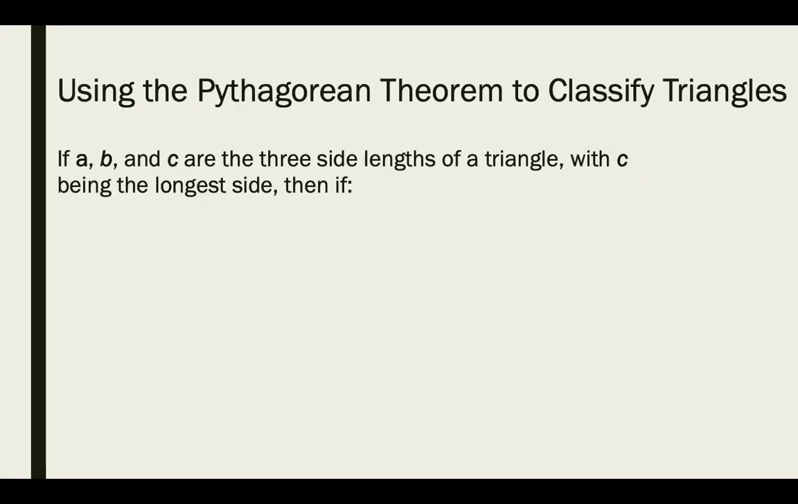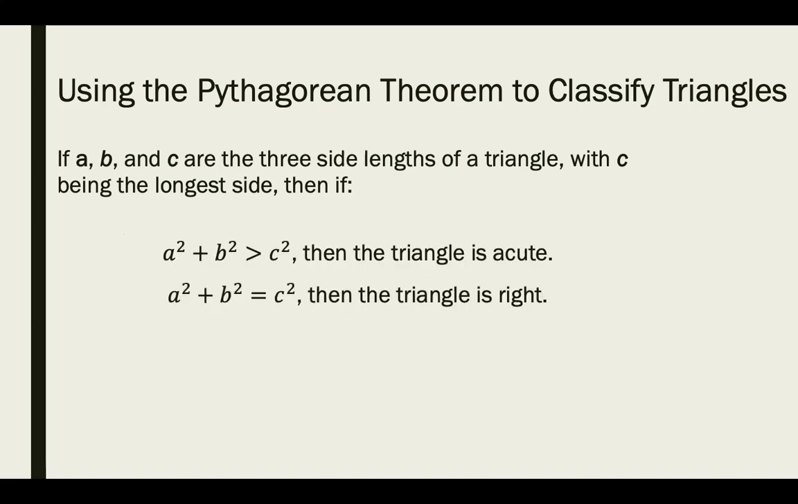The other thing we're going to talk about is how to use the Pythagorean theorem to classify triangles. Here's what I mean. If A, B, and C are the sides of any triangle, not necessarily a right triangle, we don't know what type of triangle we have, but C is the longest side, and A and B are shorter than C. If we plug them into the Pythagorean theorem and compare the sides, it tells us what type of triangle we have, whether it's acute, right, or obtuse.